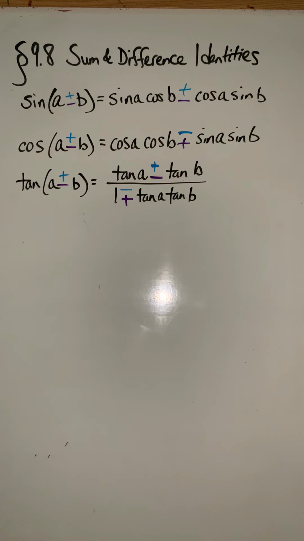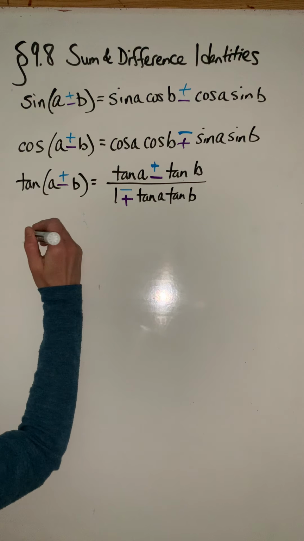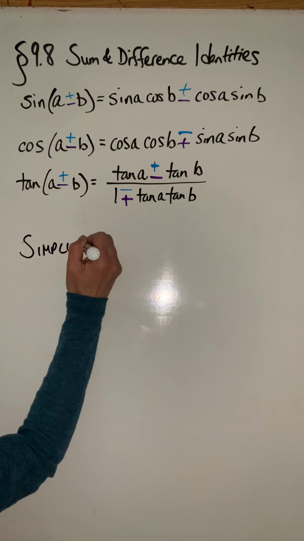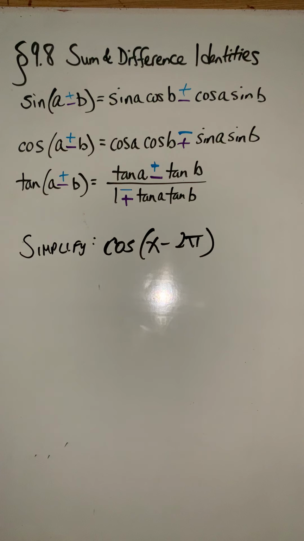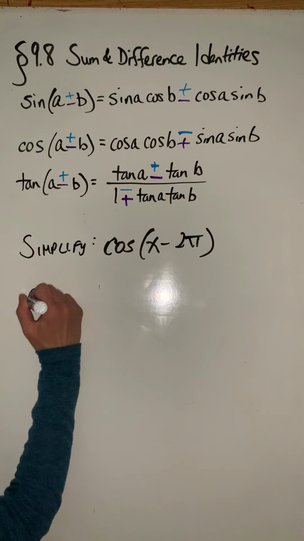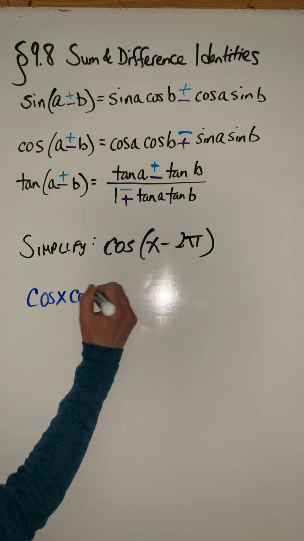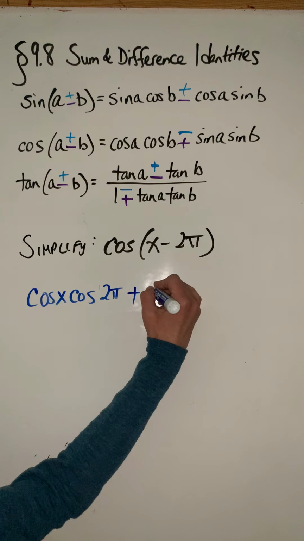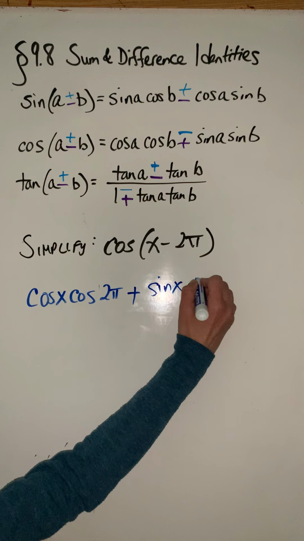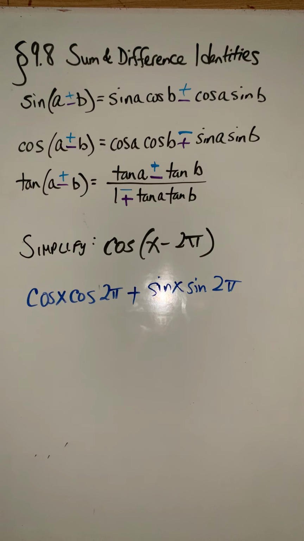All right, let's try this. Let's say we are going to simplify the cosine of x minus 2 pi. Okay, so in order to simplify, the first thing we would want to do is use our identity and expand. So if we expand this, we get the cosine of x times the cosine of 2 pi. Then remember, our signs are opposite for cosine. So this is going to be plus the sine of x times the sine of 2 pi.